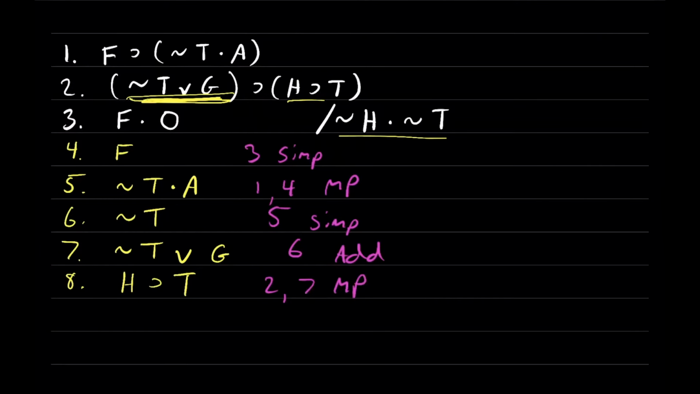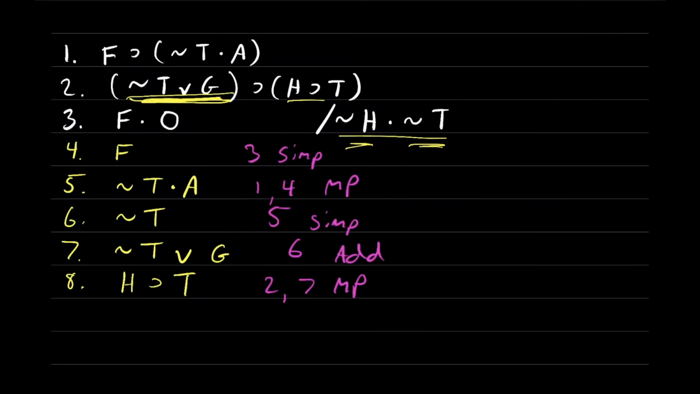Well, again, this is a good place to pause and look at the conclusion. The conclusion that we're trying to reach is not H and not T. And if we can get each of those two conjuncts, not H and not T, on their own lines, then we can connect them together using the dot and the conjunction rule. We already have not T, so now the goal is to get not H on its own line so we can connect not T and not H together with a dot.